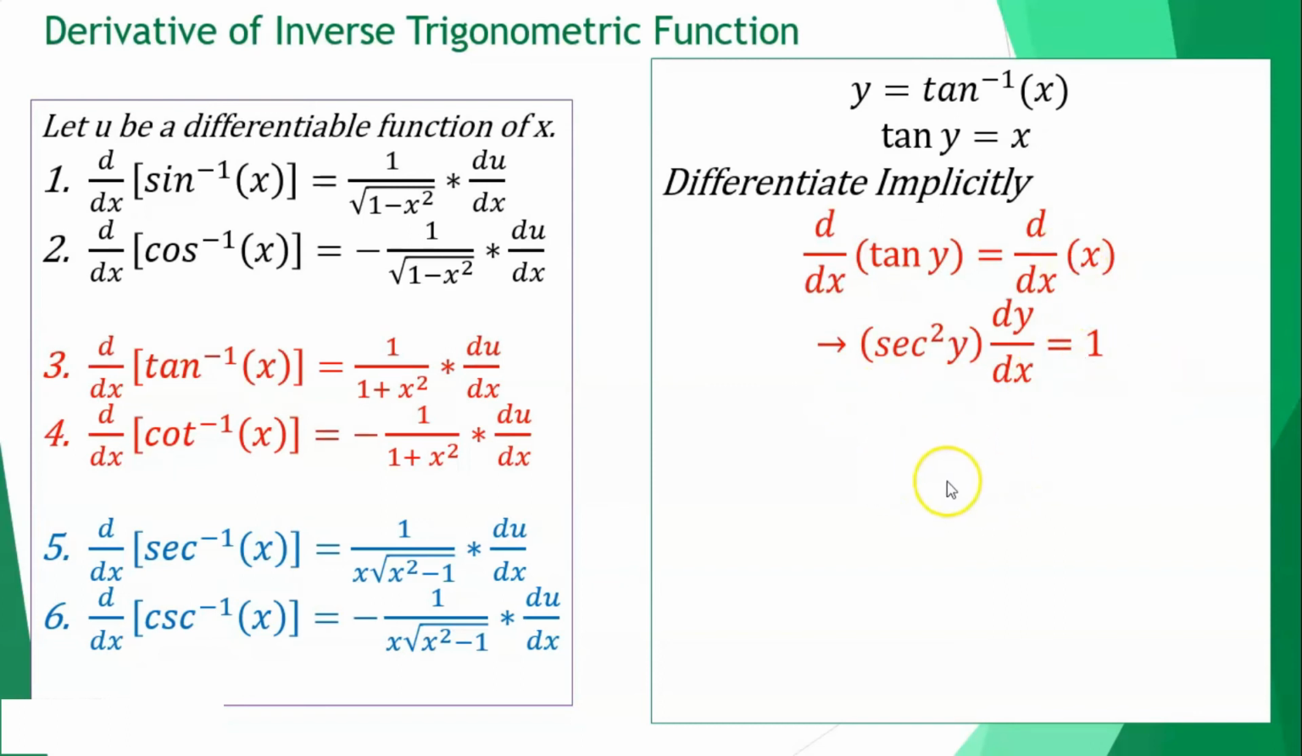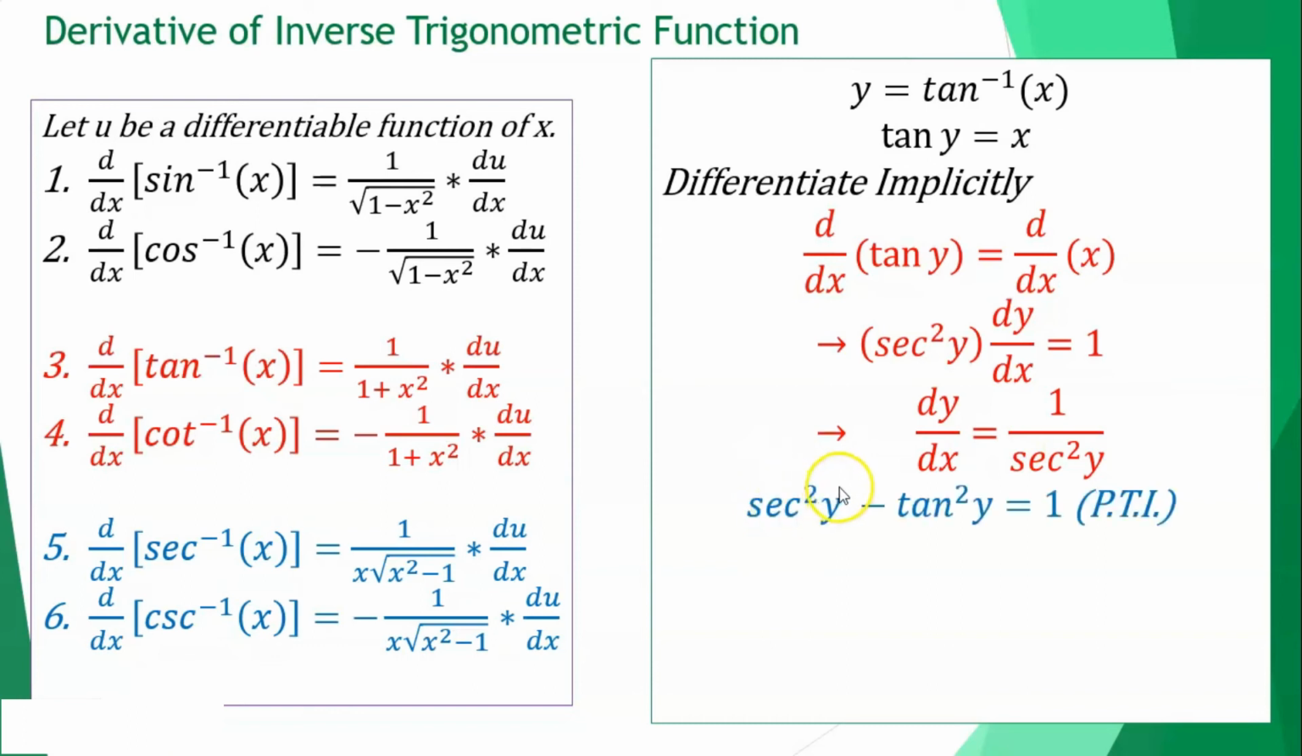So dividing both sides by secant squared y, we will end up with dy dx is equal to 1 over secant squared y. Now take note of the Pythagorean theorem identity, which is secant squared y minus tangent squared y is equal to 1. Or we can rewrite this as secant squared y is equal to tangent squared y plus 1.